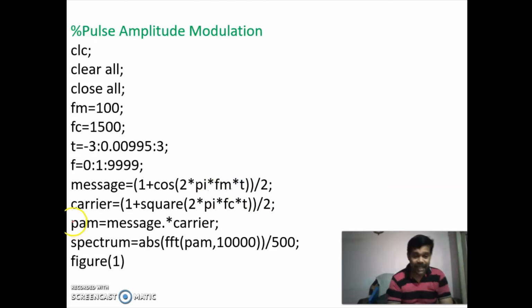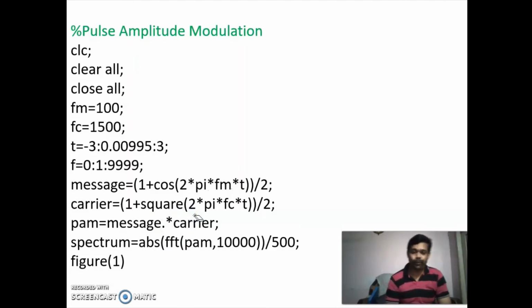Now we are generating the pulse amplitude modulation. In pulse amplitude modulation, what we are doing is multiplying the message signal and the carrier signal element by element.